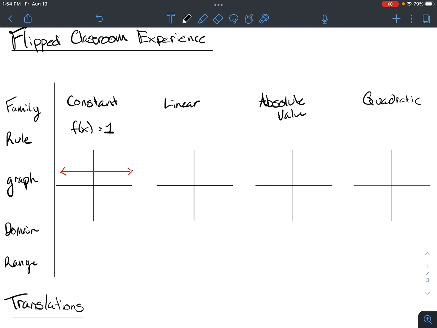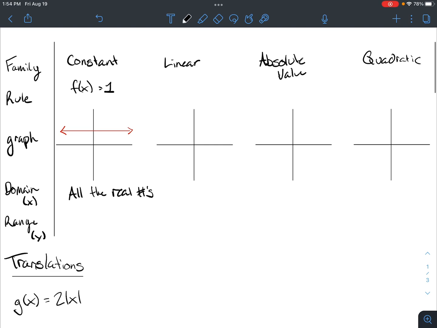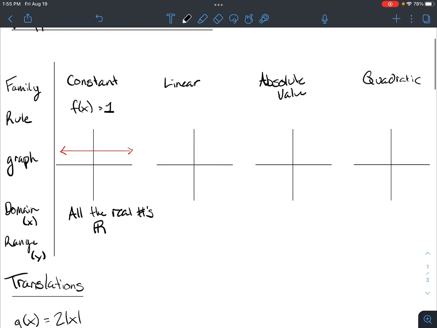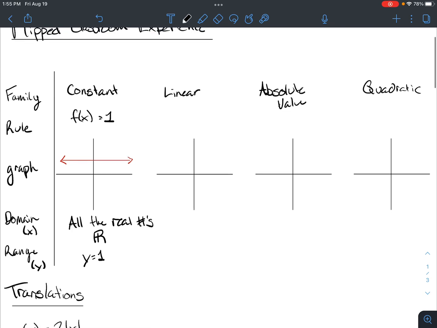Now the domain of this, if you remember the domain, I'm going to write in parentheses, this is like our x value, and our ranges are all of our y values. So the domain is going to be all the real numbers. Or you can be fancy and write an R like this, with two vertical lines. We might get into that a little bit later. And then our range is the y value. So what y values does this contain? Well, it's only the y value of 1.